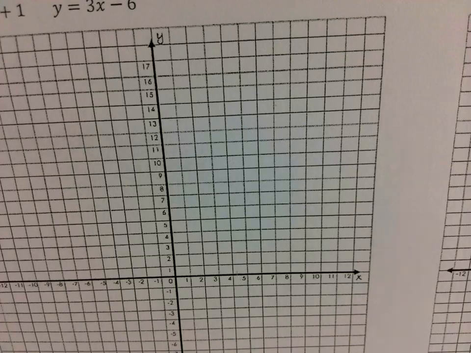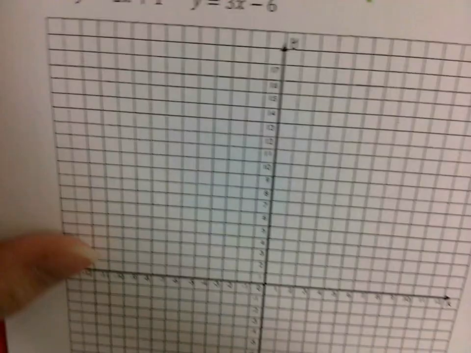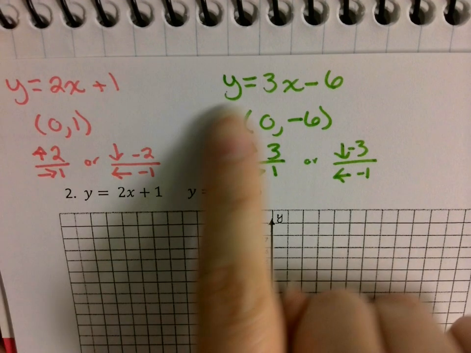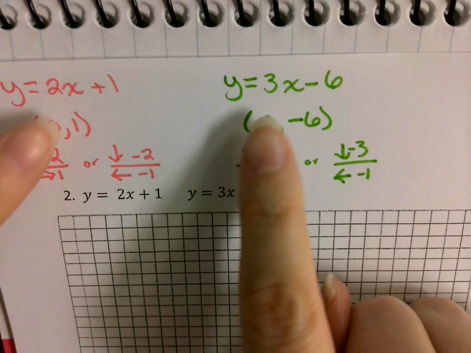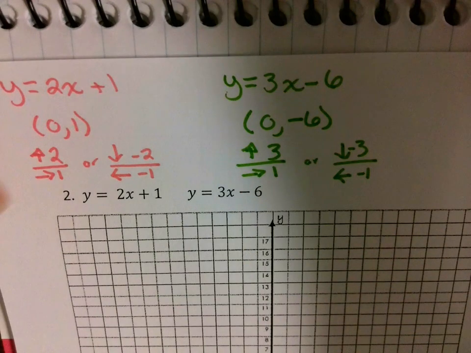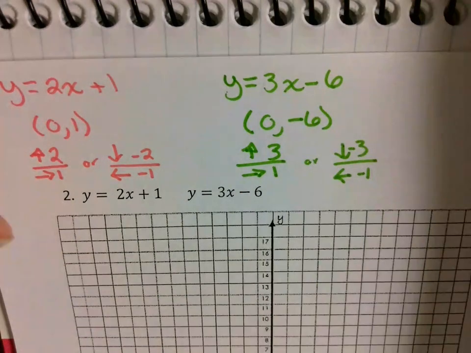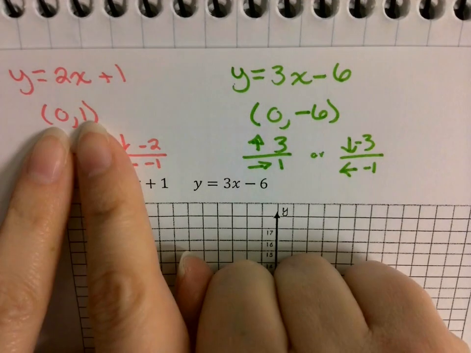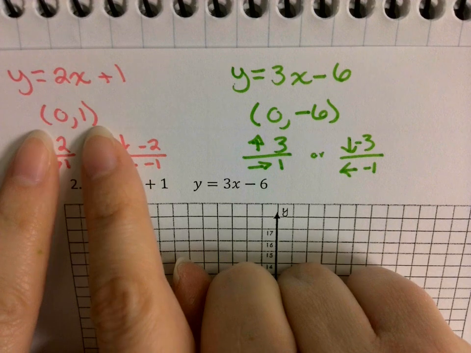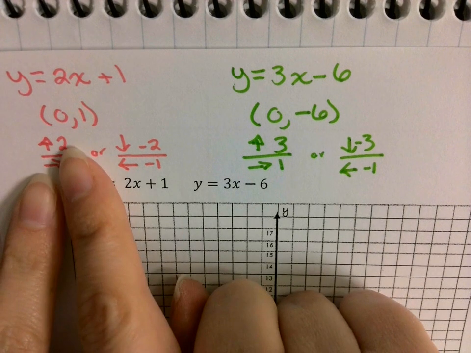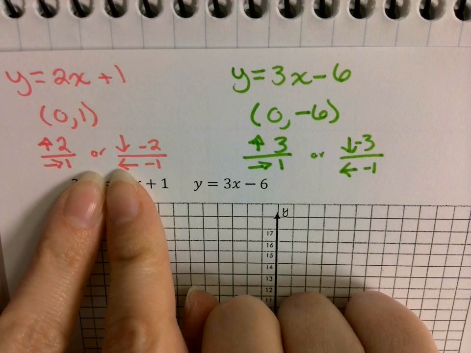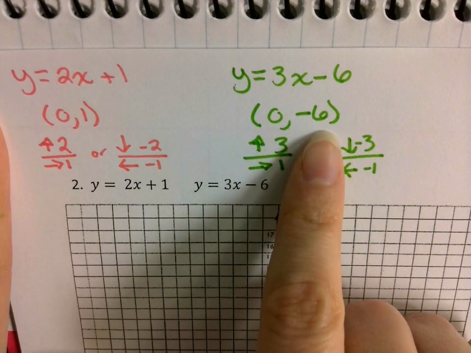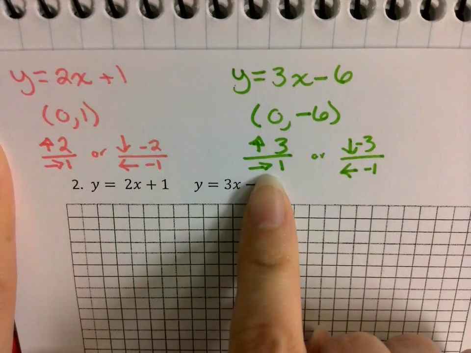For problem number 2, we have y equals 2x plus 1 and y equals 3x minus 6. They do not have identical slopes. They do not have identical y-intercepts, so that means that we don't have to worry about it being one of those no solutions or infinitely many solutions. The y-intercept for the first equation is 0, 1, and the slope is going up 2 to the right 1 or down 2 to the left 1. For the second equation, the y-intercept is at 0, negative 6, and the slope is up 3 to the right 1 or down 3 to the left 1.